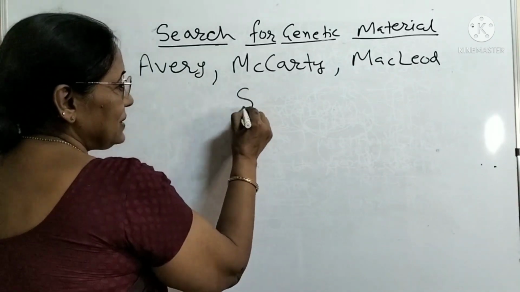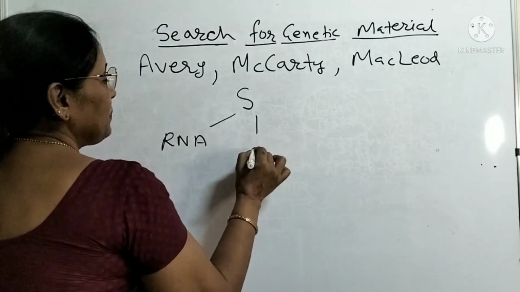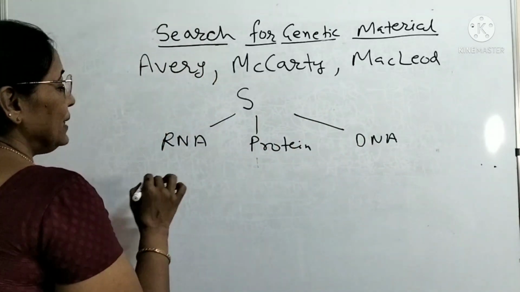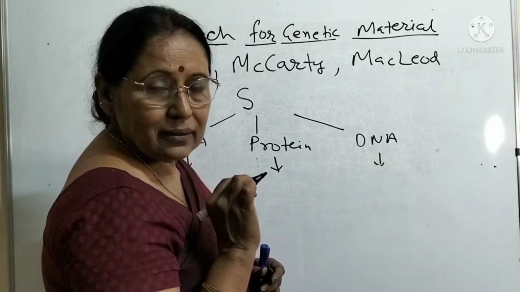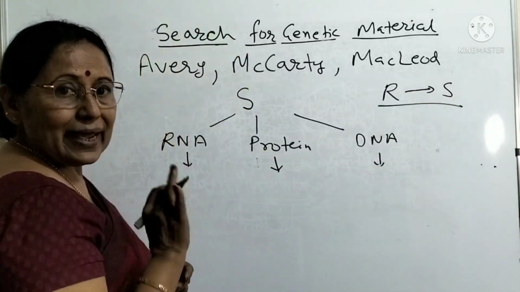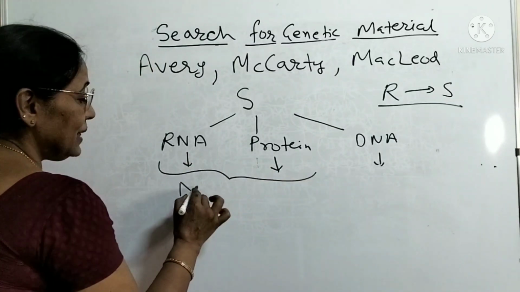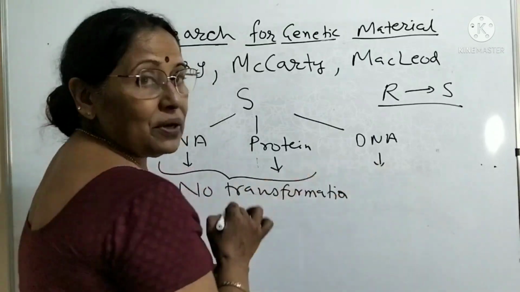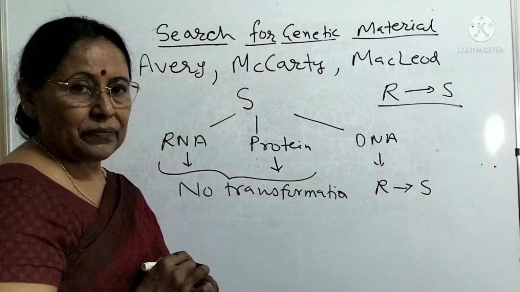What they did: from the S strain, the virulent strain, they purified RNA, protein and DNA. Now, one by one, they introduced RNA, protein and DNA into the R strain to see which one converts R into S. When RNA and protein were introduced, there was no transformation. But when DNA was introduced, the R strain changed into S strain. Fine.